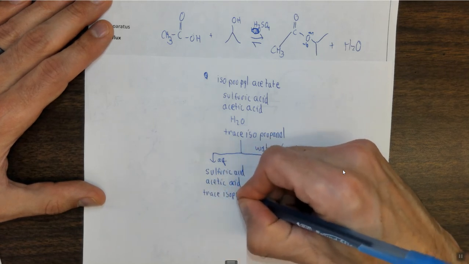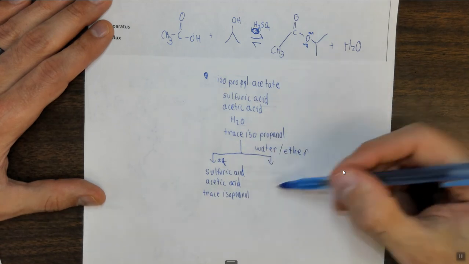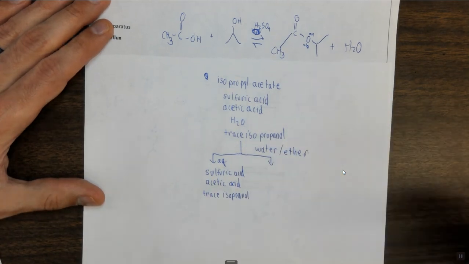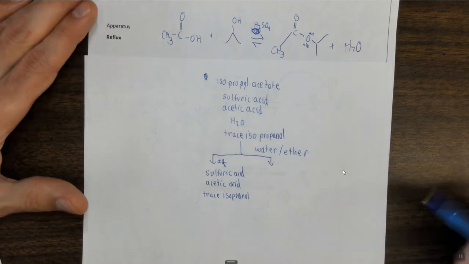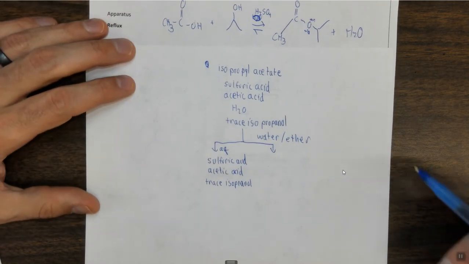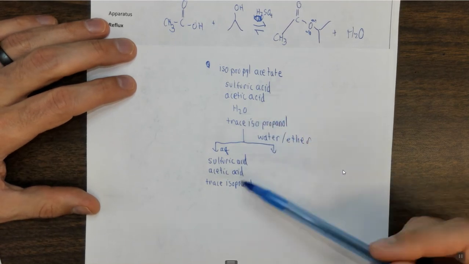This is a hard one because it could be in both layers. So then what do we put over here? Even more trace isopropanol. We're not really going to do anything to get rid of the excess isopropanol with the possible exception of distillation at the end, but I'm not going to bother with that. So we have these things.